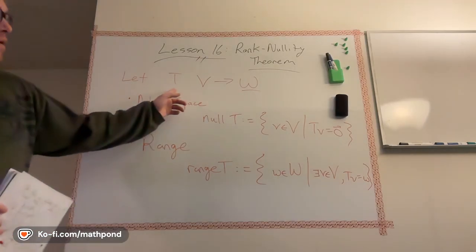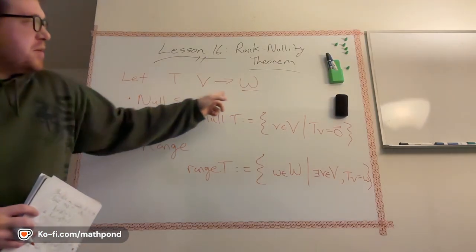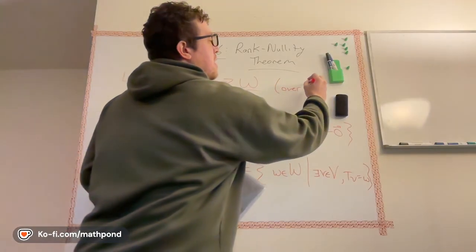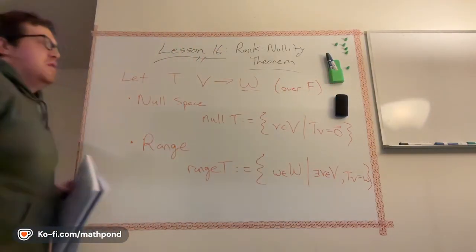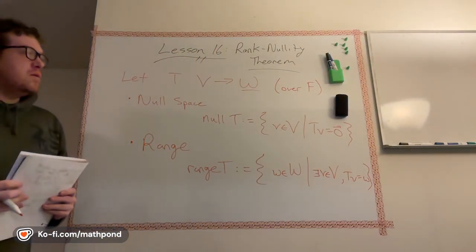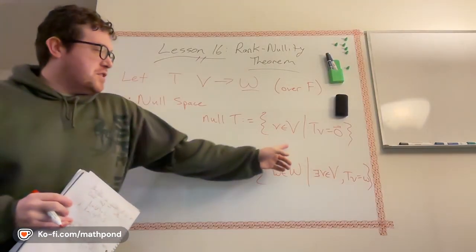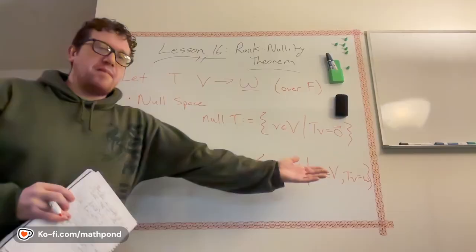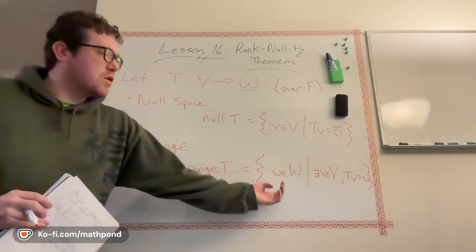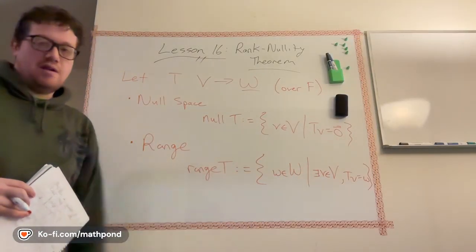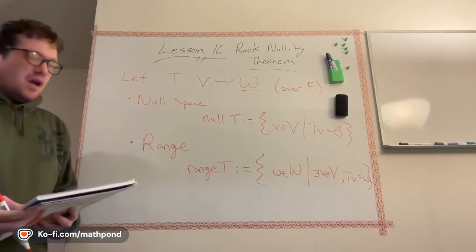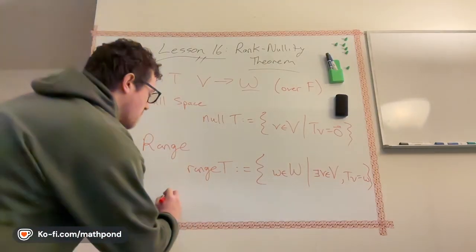Right, so a linear map between two vector spaces. Remember the vector spaces are always over some field, F. Then the null space is everything that maps to 0, and the range is everything in the codomain where something maps to it. That would be probably a better way to say it. Okay, and we showed last time that both are subspaces.